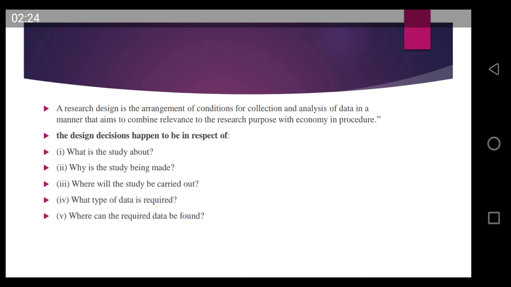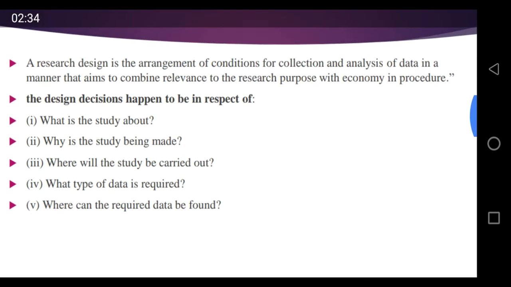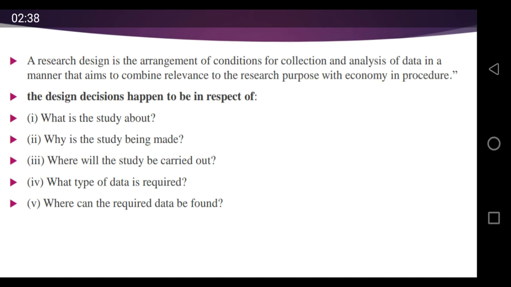Now, what are the design decisions in respect of? Some conditions are there, or you can say some criteria are there. What are those? First, I need to clarify what the study is about. What kind of study am I going to do? Is it fully research oriented, or fully experimental oriented, or hypothesis oriented? All these things I need to clarify first. I should be clear on that, meaning what the study is about.